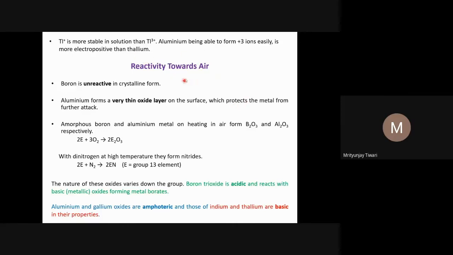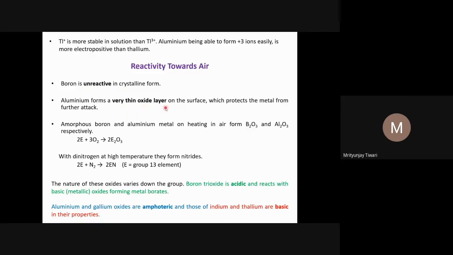Now let us look at the reactivity towards air. Boron is unreactive in crystalline form, and we know that in the crystalline form the crystal is very stable, and to break that stable form, reaction with oxygen of the air is not that feasible. However, amorphous boron reacts with oxygen. But in the crystalline form, boron doesn't react with oxygen.